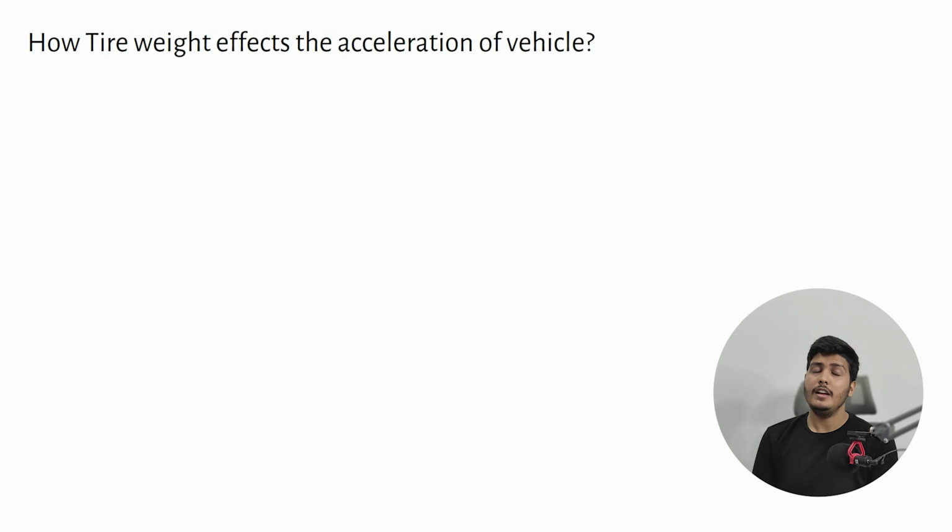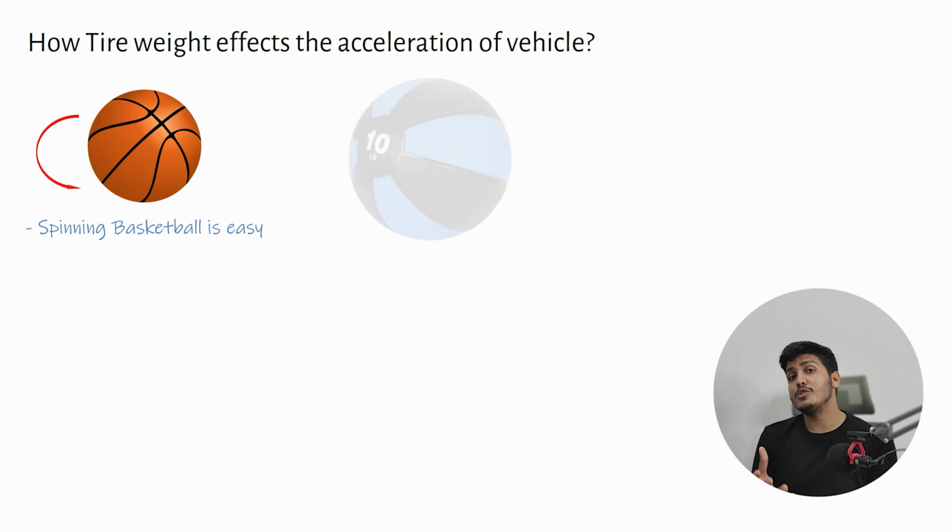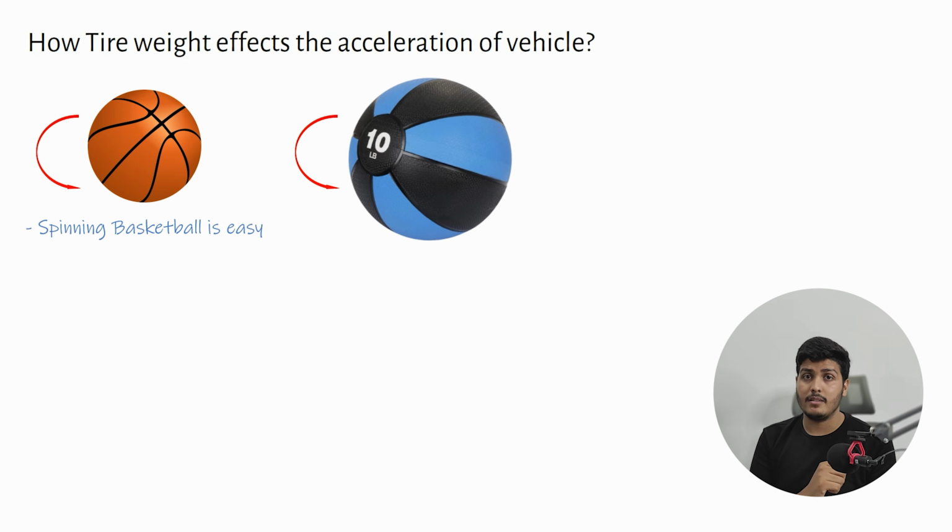Now let's understand how tire weight affects acceleration of your vehicle. Imagine you are trying to spin a basketball. It's easy, right? Now imagine trying to spin a medicine ball. It's much harder because it has more mass resisting the change in motion.